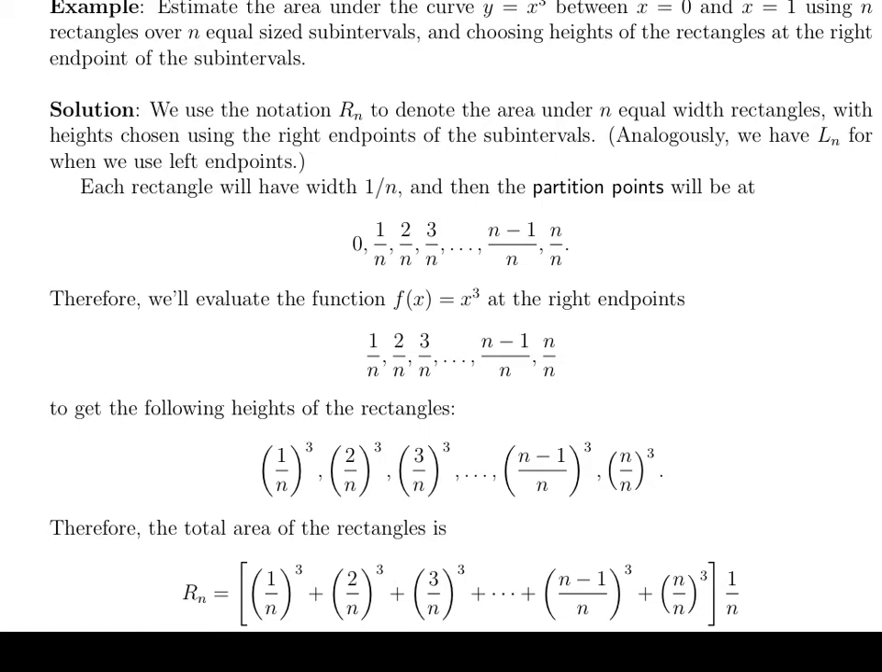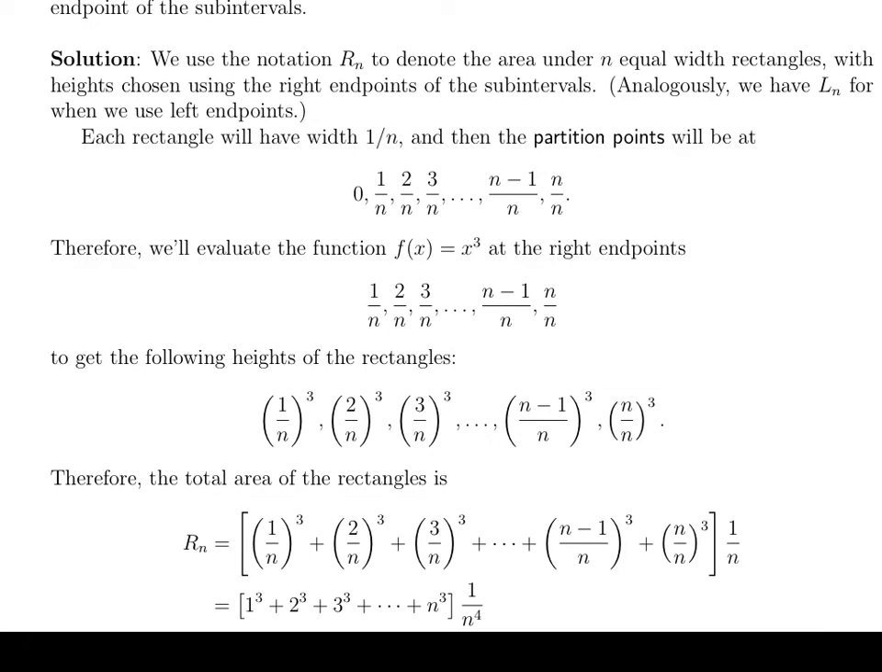Really, you should be thinking about distributing this 1 over n, because 1 over n multiplied by 1 over n cubed will be the area of the first rectangle. Then 1 over n times 2 over n cubed is the area of the second rectangle, and so on. It's just a lot easier to have the 1 over n factored out.